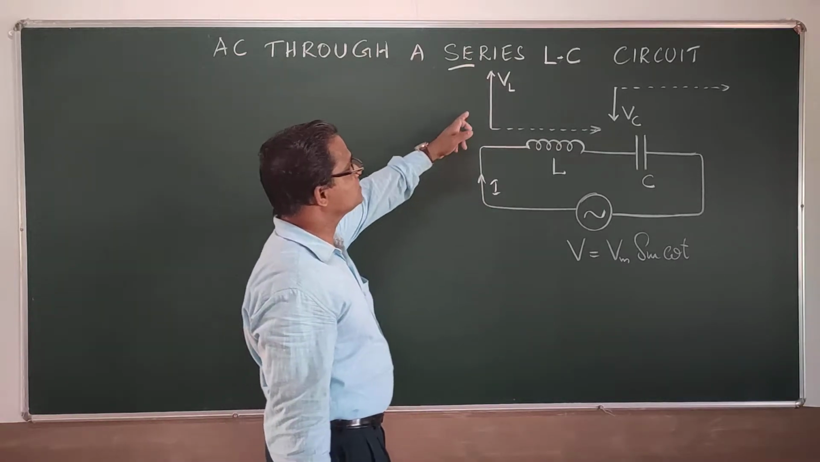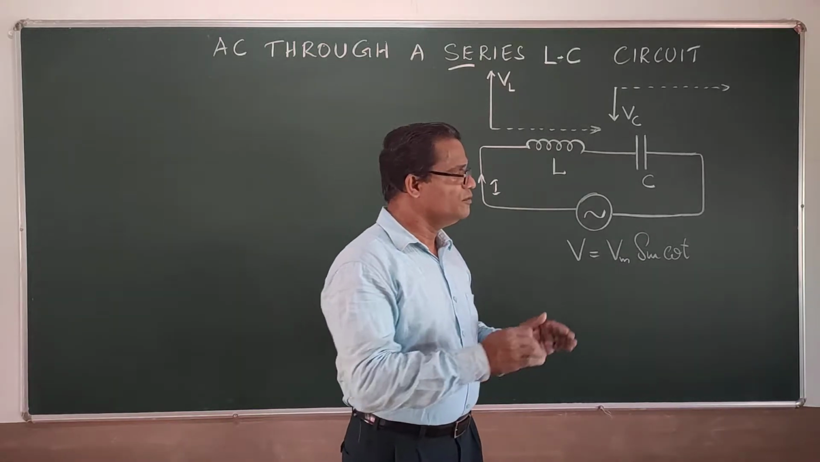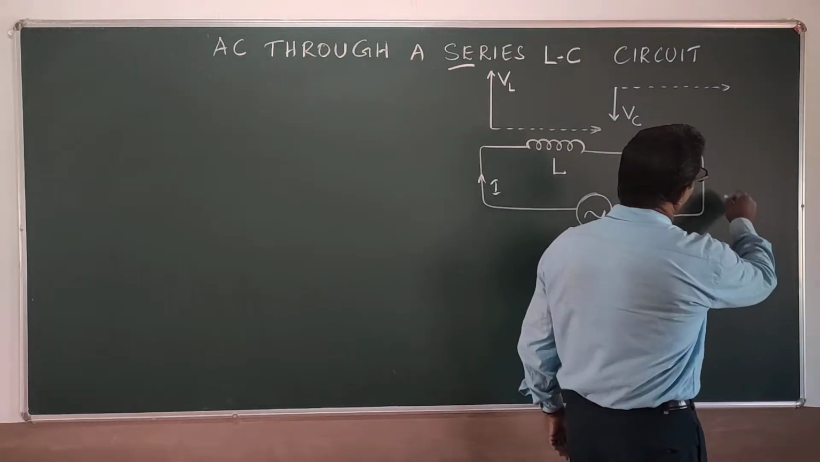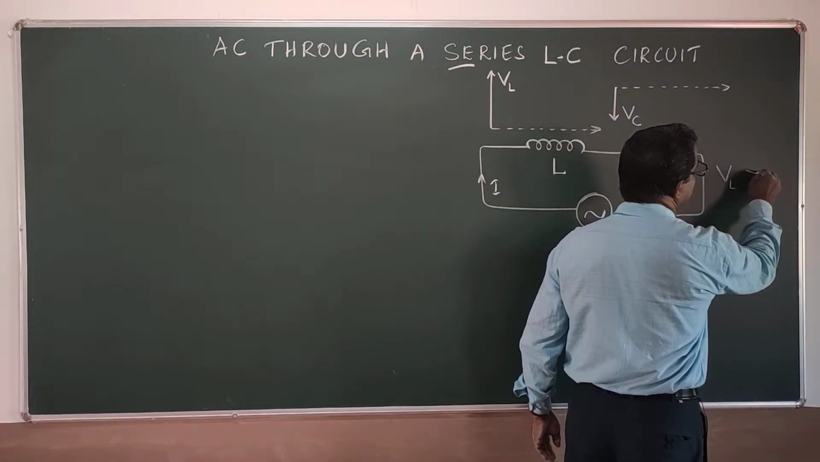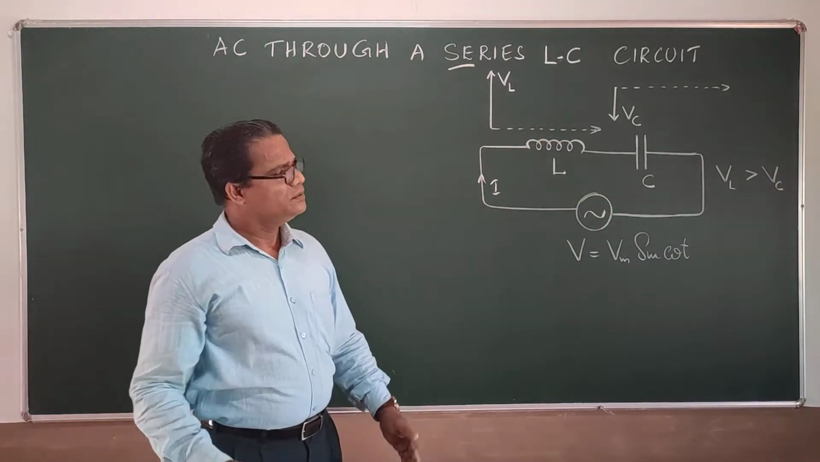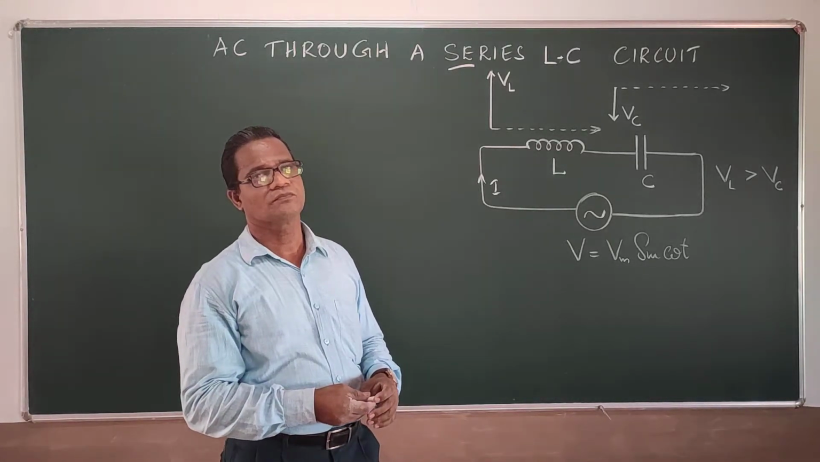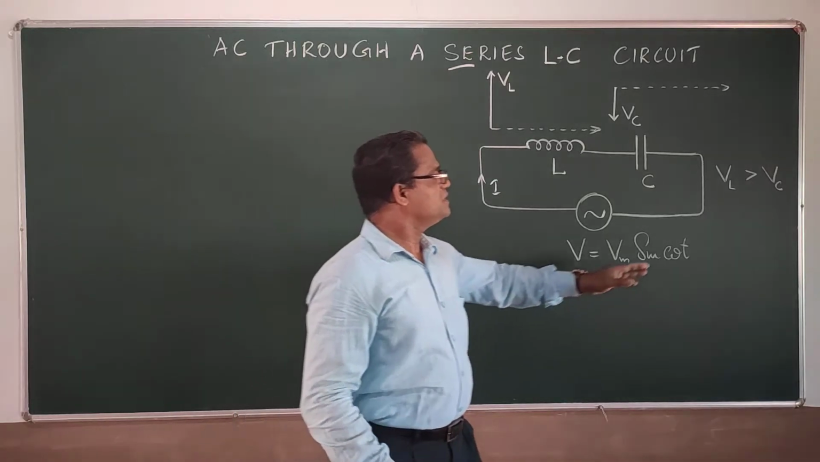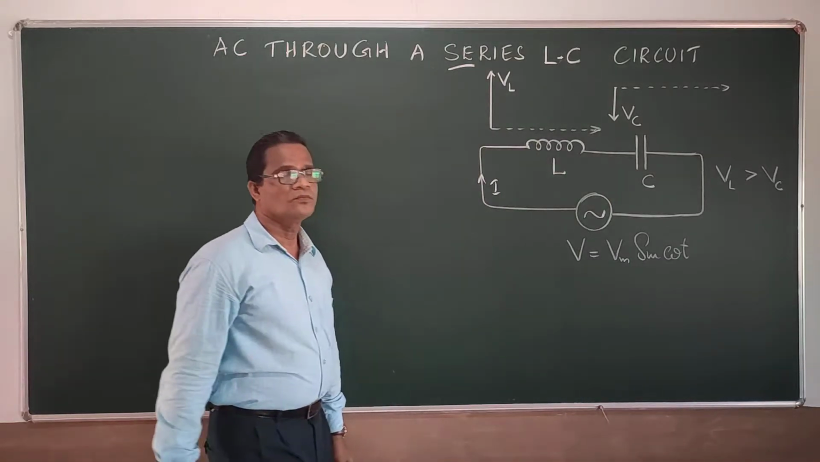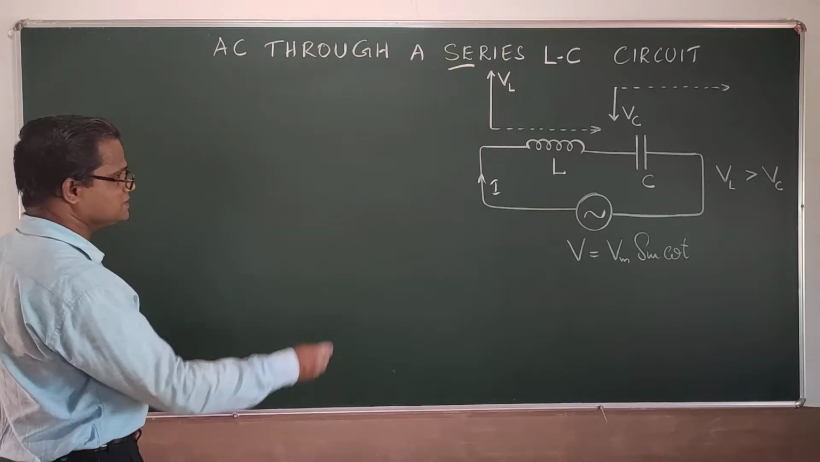Now here the voltages across the inductor and the capacitor are opposite to each other. Therefore, for analyzing this circuit, we have to fix a condition that VL is greater than VC. No problem if you take VC greater than VL; accordingly, the diagram changes. So here I am fixing that inductor voltage is greater than the capacitor voltage. Now based on this, I drew a phasor diagram for further analysis.